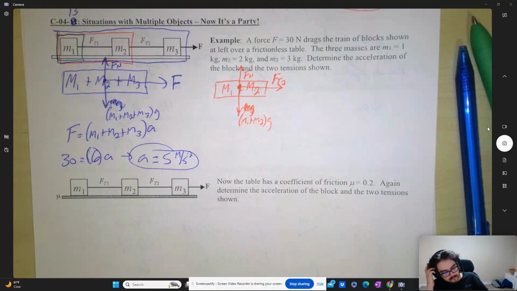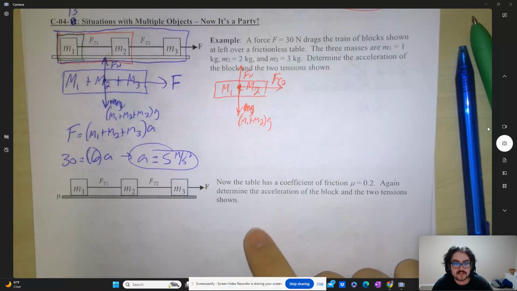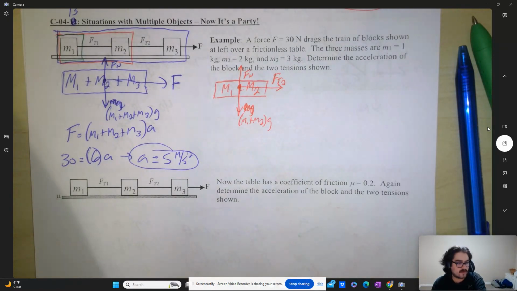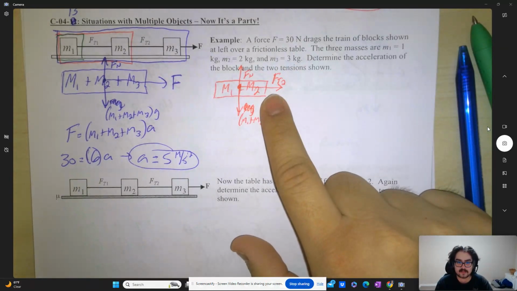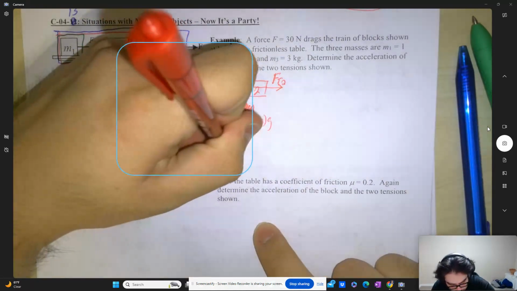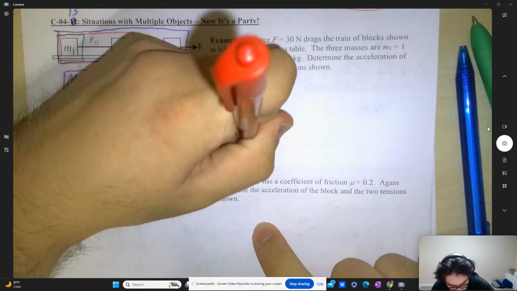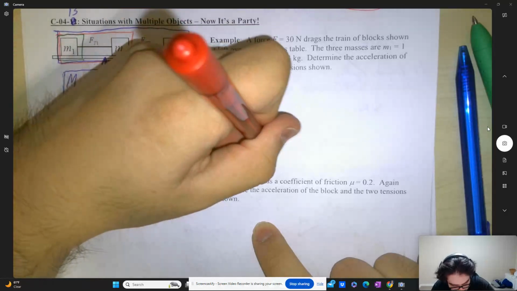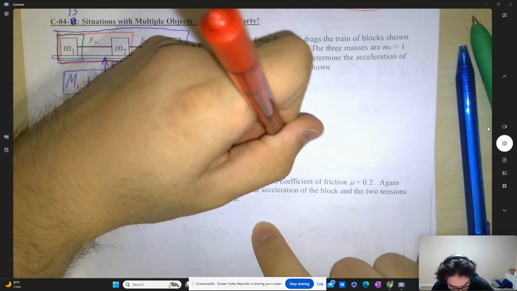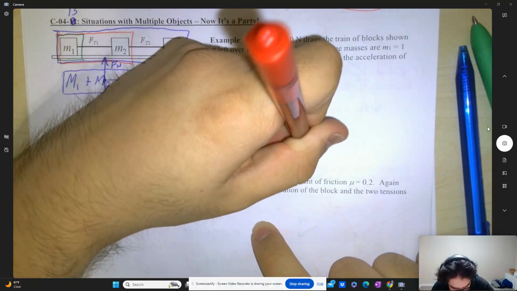Okay, now we're looking at that. So again, what we would have to do is do our net force, right? Well, this is the only force that's acting on that system. So Ft2 would just be equal to ma. Okay, and in this case, it would be Ft2 equals (m1 plus m2)a.